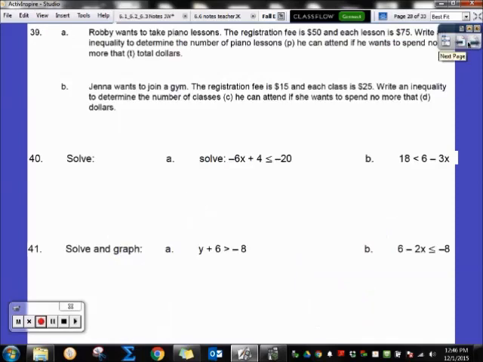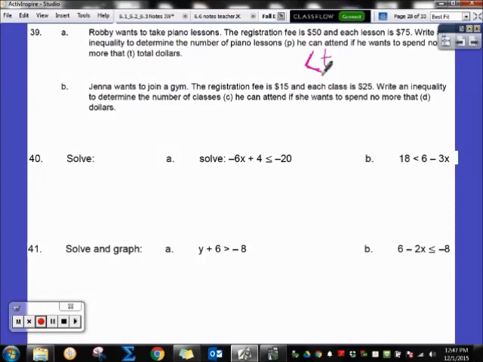39, Robbie wants to take piano lessons. The registration fee is $50 and each lesson is $75. Write an inequality to determine the number of piano lessons, P, he can attend if he wants to spend no more than T dollars total. So in this case, I'm going to think of it as he wants to spend less than the total number of dollars. I'm thinking of it that way because that's the way it was worded in the sentence. I can always rewrite it in a different order if I need to.